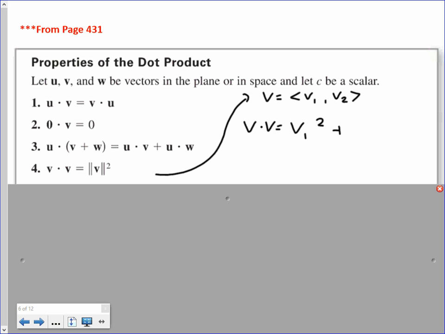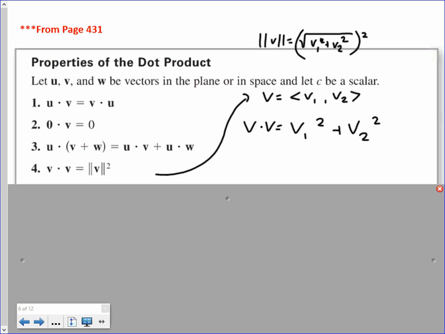And then you would add to it vertical component v sub 2 times vertical component v sub 2, so that would be v sub 2 squared. Now, anytime you see v sub 1 squared plus v sub 2 squared, you probably think, I've seen that before, it looks a lot like magnitude. So magnitude of v, remember, is the square root of v sub 1 squared plus v sub 2 squared.